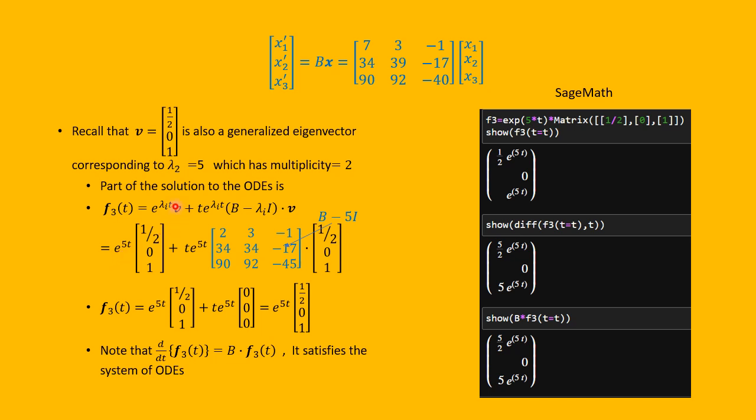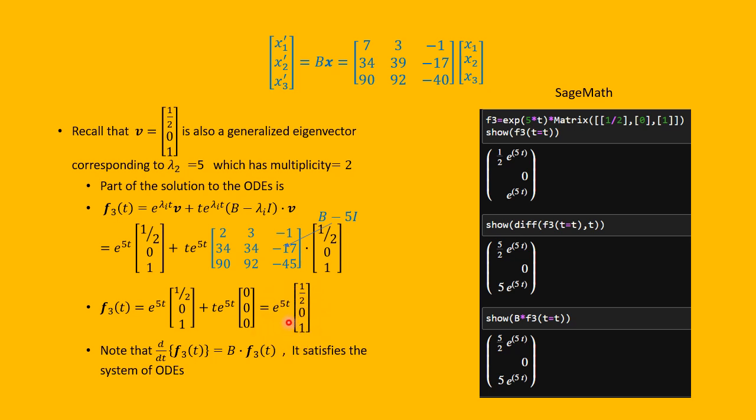So let's see what happens here. This first term is going to be e to the 5t times this generalized eigenvector. And then the second term is going to be t e to the 5t times (B minus 5I) times this vector, 1/2, 0, 1. Now it turns out that when you multiply B minus 5I by this generalized eigenvector, it turns out to be 0, 0, 0. And so f sub 3 of t is e to the 5t times this vector, plus t e to the 5t times this stuff, which turned out to be 0, 0, 0. And so all we get is this first term. So f sub 3 of t equals e to the 5t times 1/2, 0, and 1.